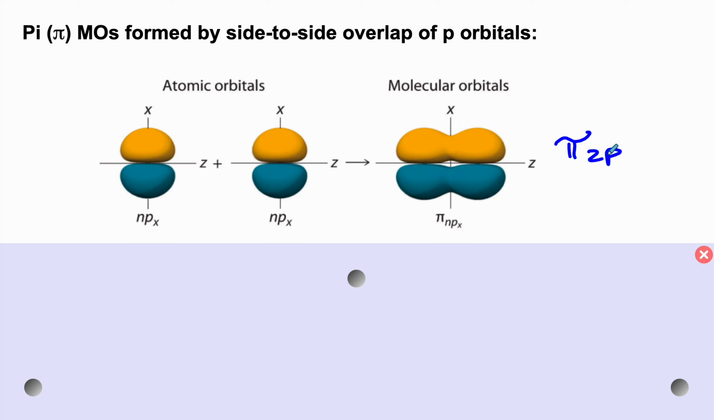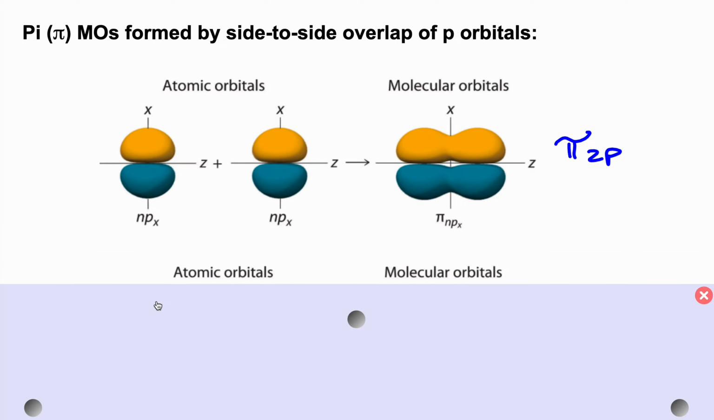And again, as you can see, there is electron density above and below the z-axis. That is characteristic of pi orbitals, as we talked about in our discussion on hybridization.